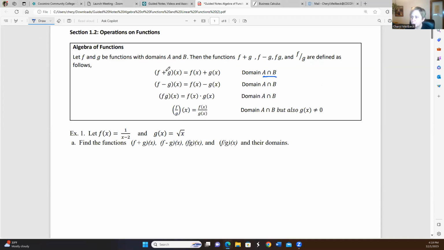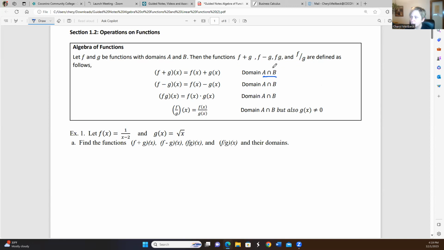So if you see f plus g of x, that just means you're going to add the two functions. F minus g of x means you'll subtract them. If f is written next to g of x, you'll multiply and divide.